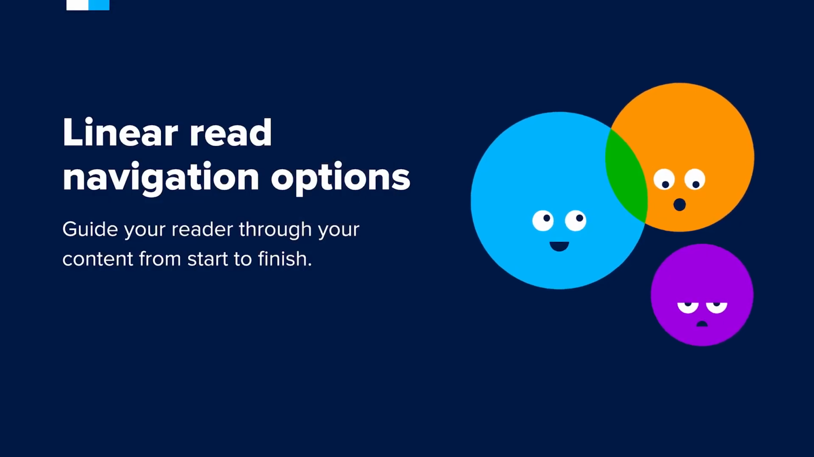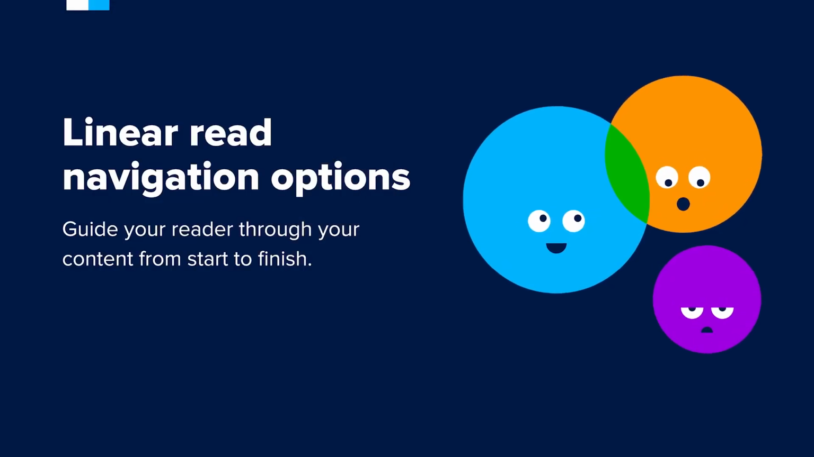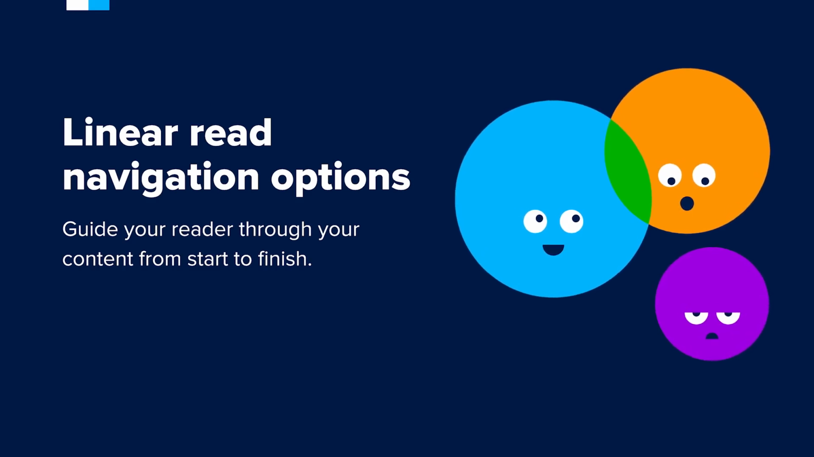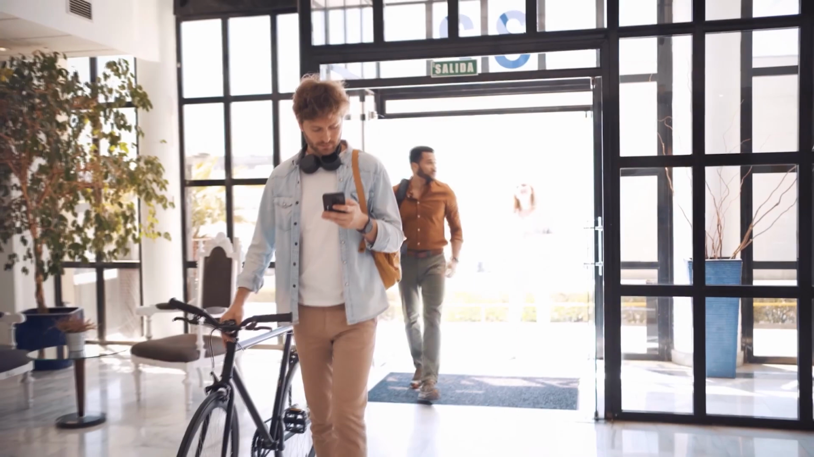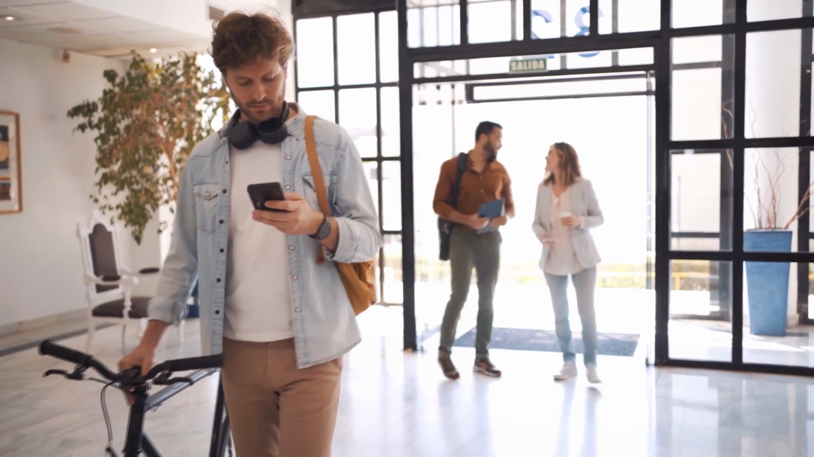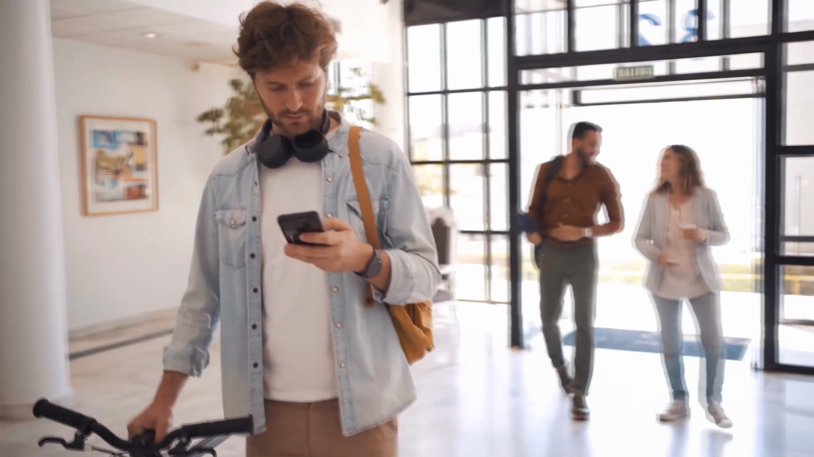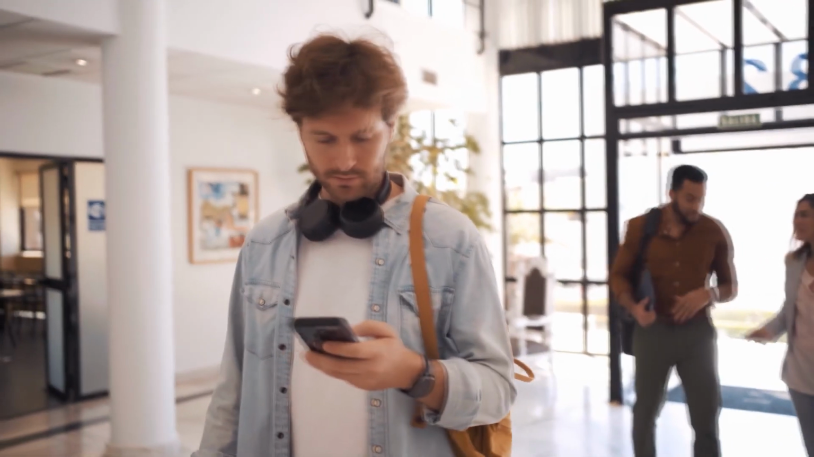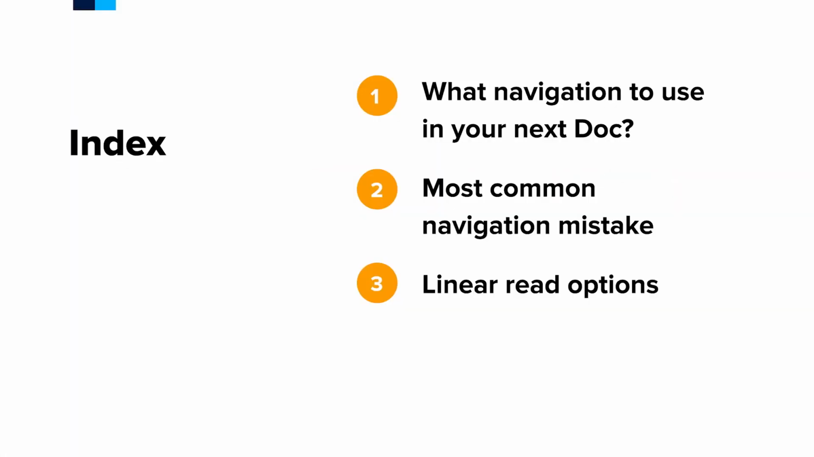Linear read navigation refers to the way a user moves through the content of a Foleon doc in a linear, step-by-step fashion. In Foleon, there are several options for setting up linear read navigation in your doc, which can help guide your readers through the content and improve the overall reading experience. In this lesson, we will explore some of the different linear read navigation options available for you and how to use them to create a seamless reading experience for your audience.